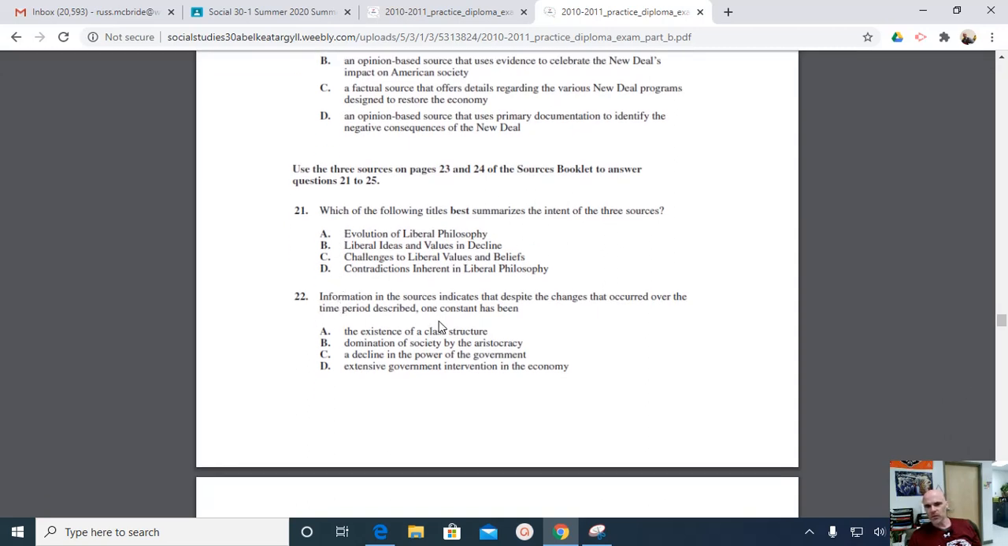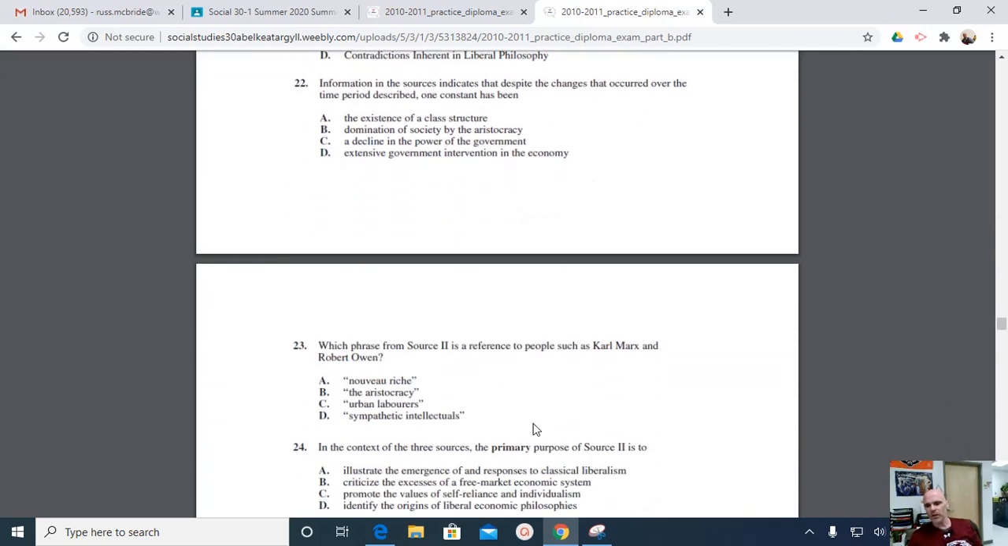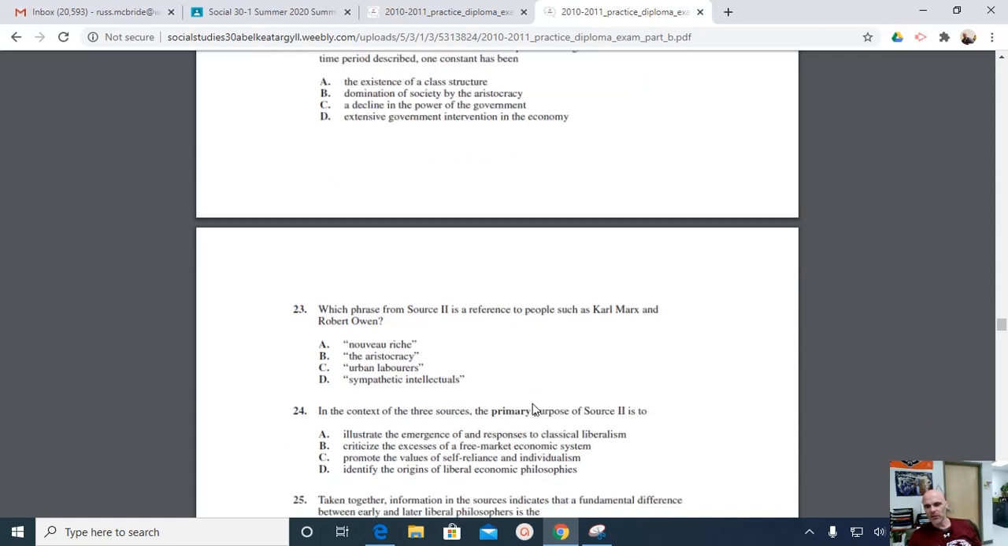Oh, 22 is about all the sources. Okay, 23, just one source. I'm going to do that one first.